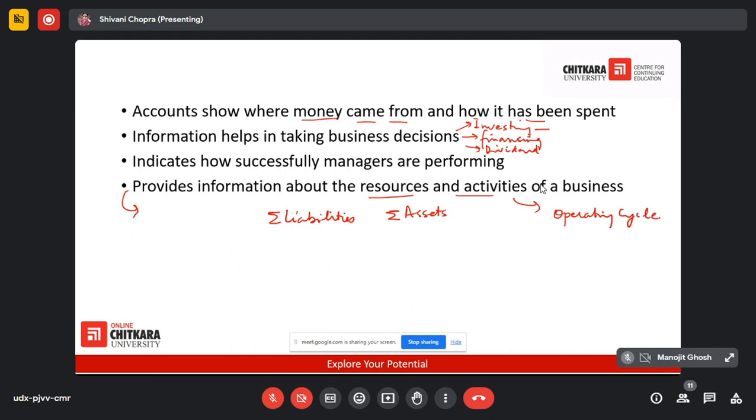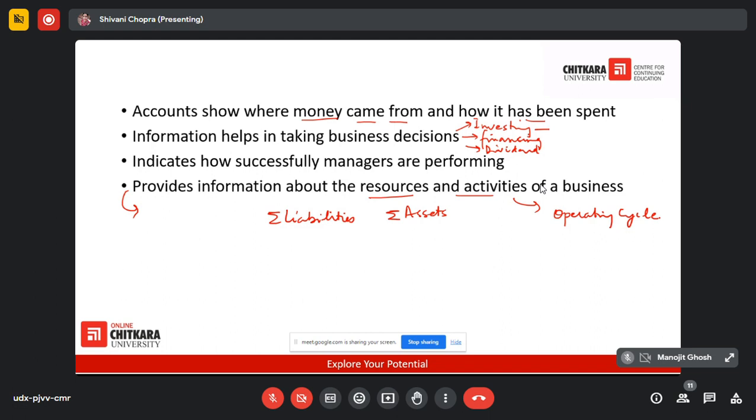Before I move to the next slide, I would like to take an opportunity to give a hint on these three terms. One is assets. What do we mean by assets? Assets are the economic resources that a business has control over, and these are the resources that have a capacity to generate future economic benefits to the business.